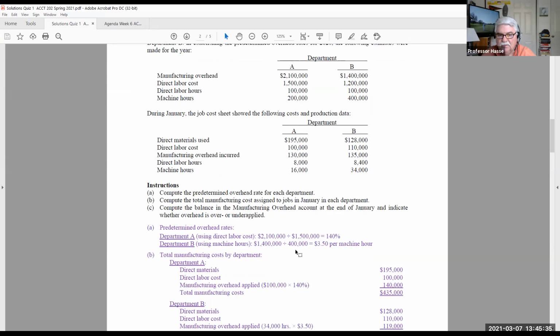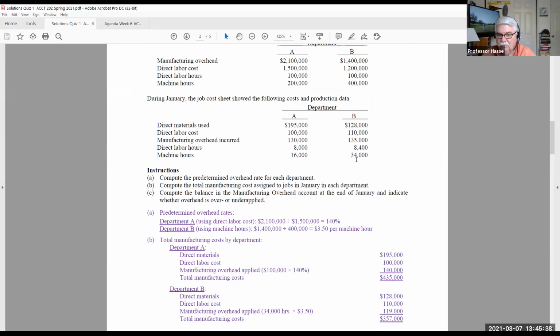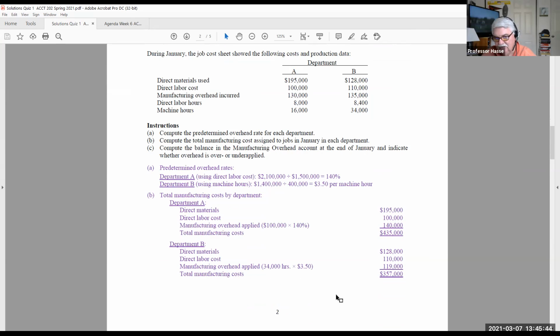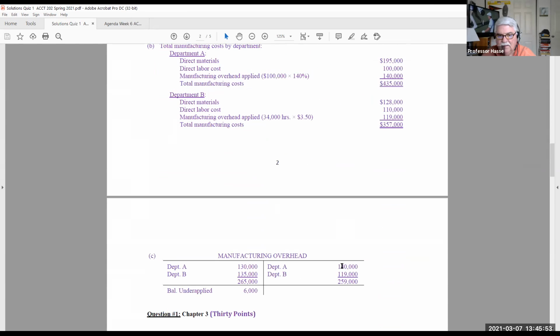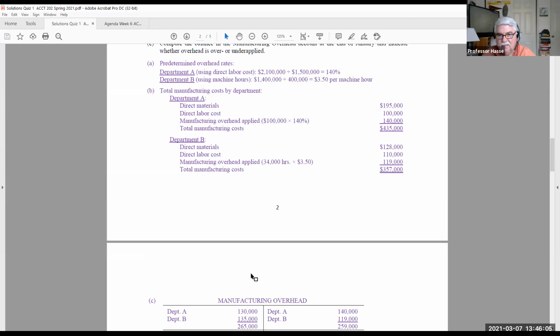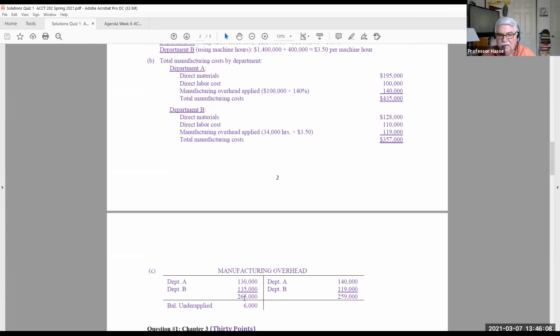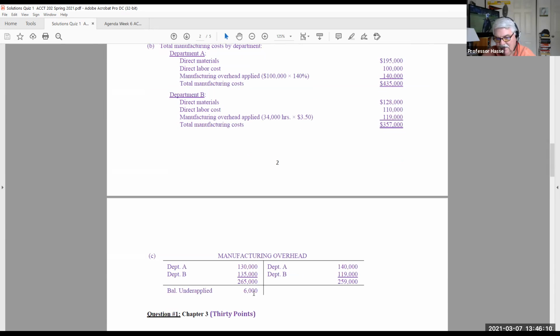In Department B, if we're going to use 34,000 machine hours at our rate of $3.50, that means our overhead will be $119,000. Thus, we get total manufacturing costs in A and B of 435 and 357. If we take a look at what we applied and what we planned, we had $140,000 applied overhead plus 119, that's 259. We originally planned 130 and 135, the actual. That means that we have an under applied of $6,000. Make sure we understand that definition of under and over applied for examination number 1.